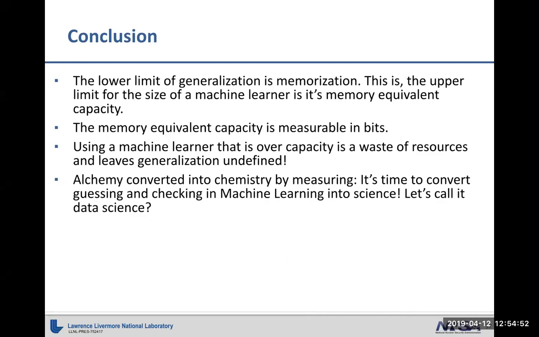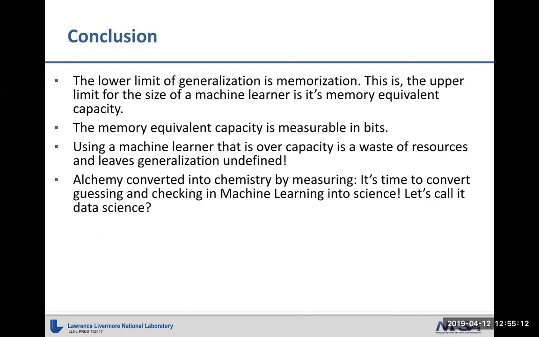If you go above that, well, if you like redundancies and you have the cycles and burning energy, fine, but it really doesn't do anything. The memory equivalent capacity is measurable in bits, and using a machine learner with lower capacity, again, is a waste of resources, but most importantly, leaves generalization undefined. Because generalization one is no generalization.